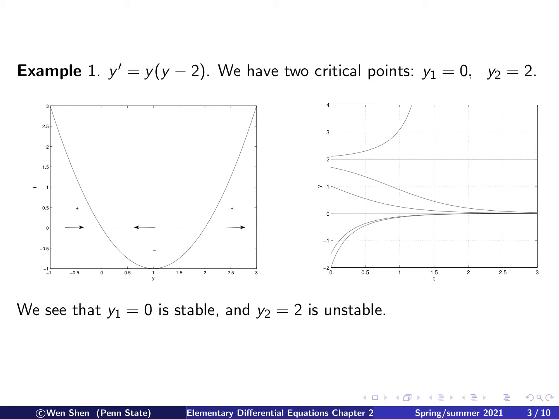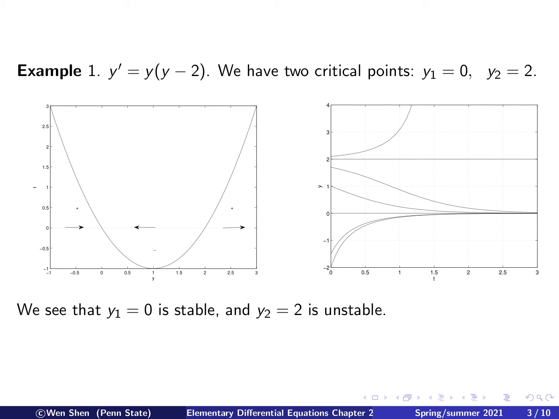Here on the left, what I present is the graph of f of y, this function here. You see that this is a polynomial of degree 2, so it's a parabola. When y is 0, it's 0, so you have this point, and when y is 2, it's 0. So these are the two zeros. And this is the line on the x-axis where f is 0.